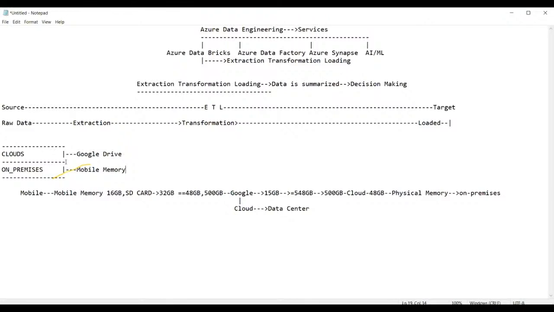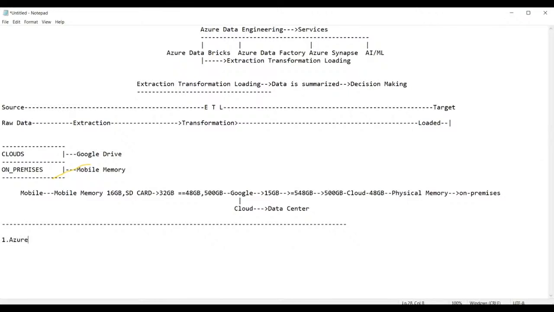As individuals, we still want to move data from the physical memory to Google Drive memory. In the same way, many corporates are now moving from physical data to cloud data. For that, many cloud providers have come out to provide the support. The following are the cloud providers we have. What is the first one?